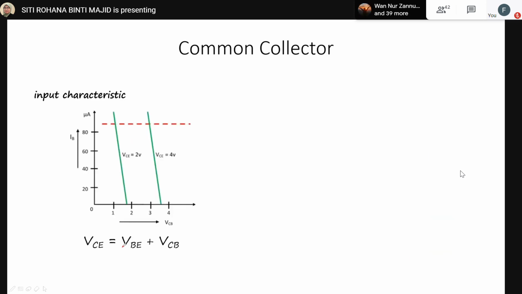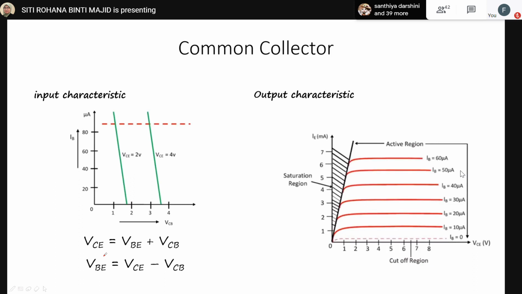So VCE we can calculate as VBE plus VCB. This one is from the previous lecture. And then we rearrange this equation. VBE, I think you should know, the value for silicon is 0.7 volt, and then VCE you can calculate between the collector and emitter, and deduct with VCB, which is the collector and base. So the right figure is the output characteristic.